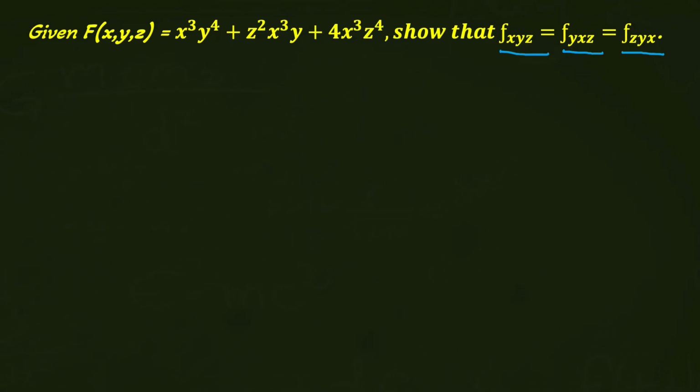So the first thing that you should do is to find first the partial derivative of a given function with respect to the first independent variable given. So the first independent variable given here for f sub xyz is x. So in other words, we need to find first f sub x. So we will find the partial derivative of this given function with respect to x. And with respect to x, this is equal to 3x squared y to the fourth plus 3x squared yz squared plus 12x squared z to the fourth.